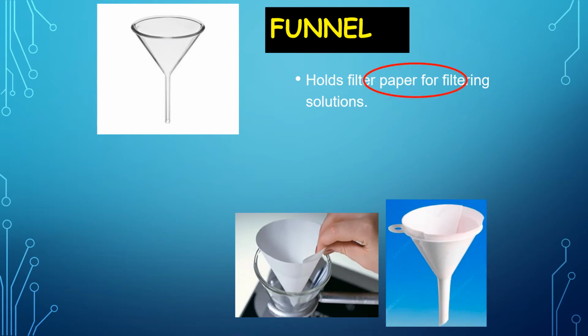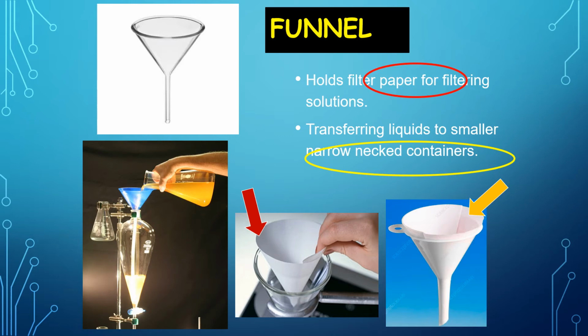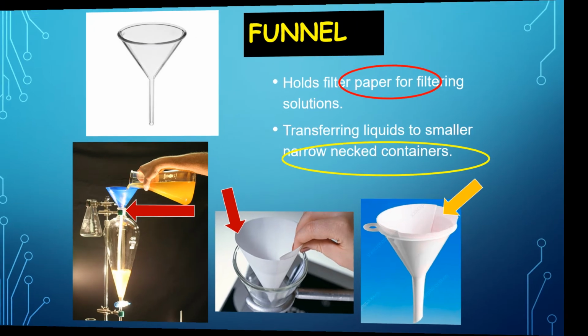So you can see the setup here. This one and then this one, the white color, it is called the filter paper. So that's it. Next, transferring liquids to smaller, narrow-necked containers. So look at the illustration here. We'll see this one. The neck of the glass is small, so you need the funnel.